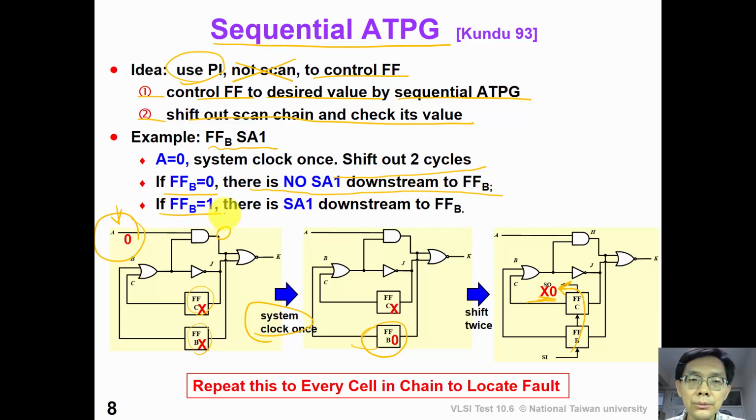Otherwise, if we observe a 1 in flip-flop B, then there is at least one stuck-at-1 fault downstream to flip-flop B. So the idea is very simple. We can repeat this process for every scan cell in the chain to locate the fault.